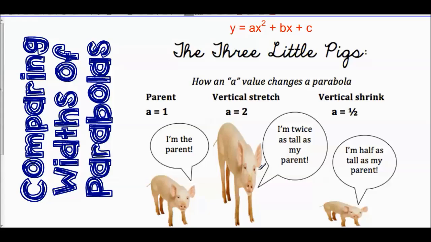Well, some people are twice as tall as their parents, and so if you had a 2 there, that pig is going to be stretched up taller. I'm twice as tall as my parent. And then you have the people that are half the size of their parents, like my children, and so they would have a 1/2 in front of their x squared term. I'm half as tall as my parents. You can see how that piggy is shorter.